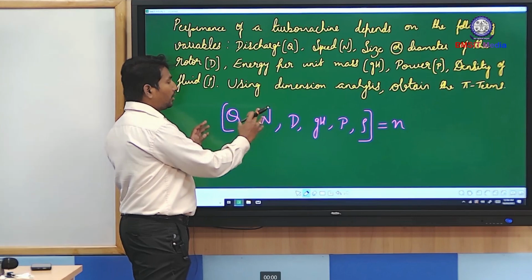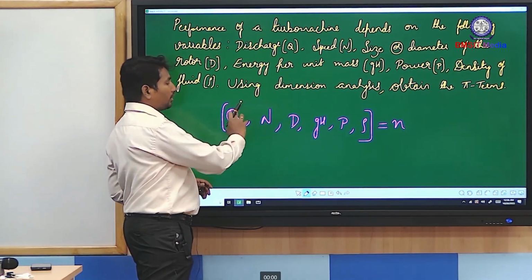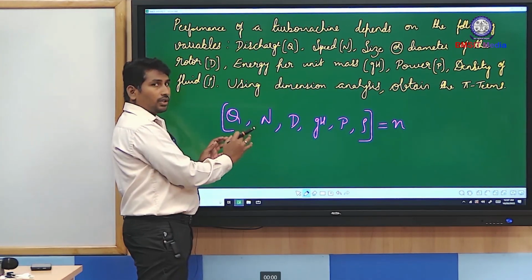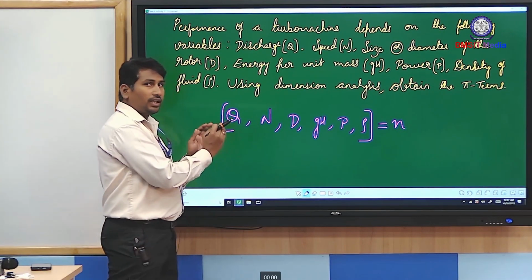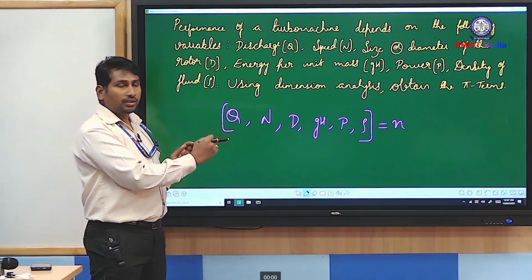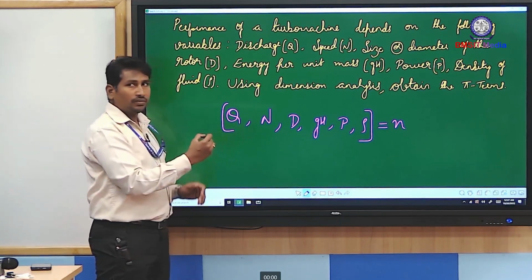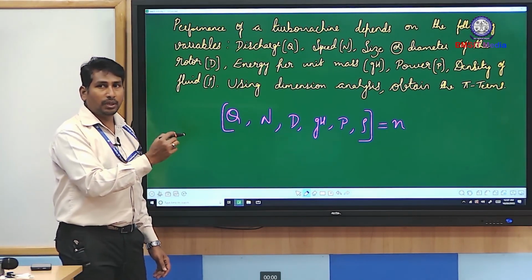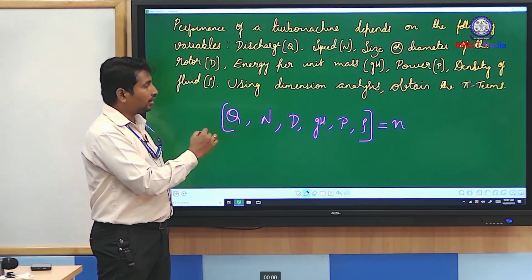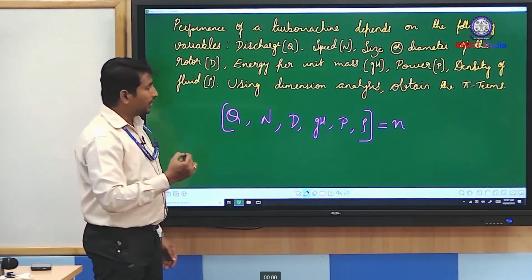Instead of that, I will try to group each and every variable, or a few variables, in a particular group so that the number of groups will be less, and each group is called a pi term. So instead of using these variables, further onwards we will try to use only pi 1. Pi 1 indicates that group, so that it will be easy to solve the problem and attain the solution. So how to do that?